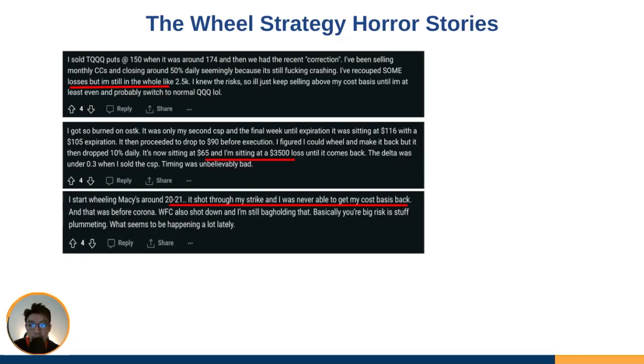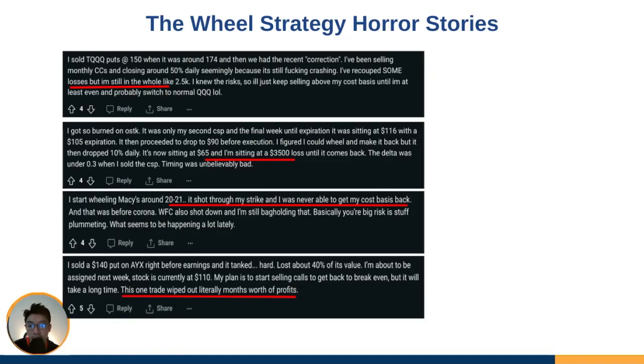Another one as well, you can see he did a wheel on Macy's and it shot through his strike. He was never able to get his cost basis back, right? And then another one, "I sold a $140 put on AYX right before earnings." One of the reasons why I don't like to trade earnings is because of this, right? It's pretty much like a gamble, because earnings can really make the price move a lot, either a huge gap up or gap down, and that can really affect your trade, especially if you are trading something like the wheel strategy. As you can see, this one trade wiped out literally months' worth of profits.